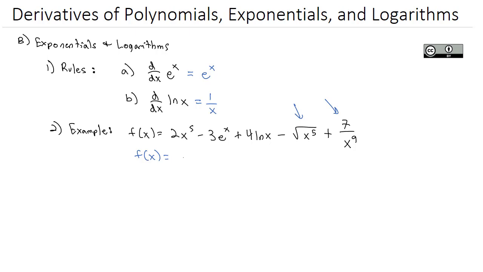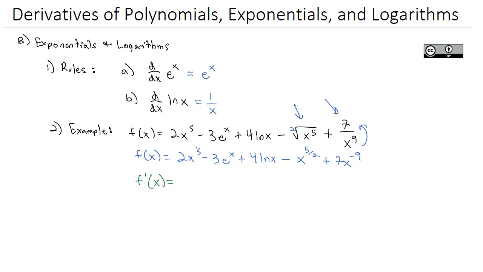So f of x is equal to 2x to the 5th minus 3e to the x plus 4 natural log of x minus, that's a square root, so the index of 2 is going to become the denominator, making it x to the 5/2, plus, to bring the x to the 9th up, it's going to make it a negative exponent, so it's 7x to the negative 9th. Now we can go through and find the derivative of f of x, or f prime of x, using the derivative rules we've discovered in this section.